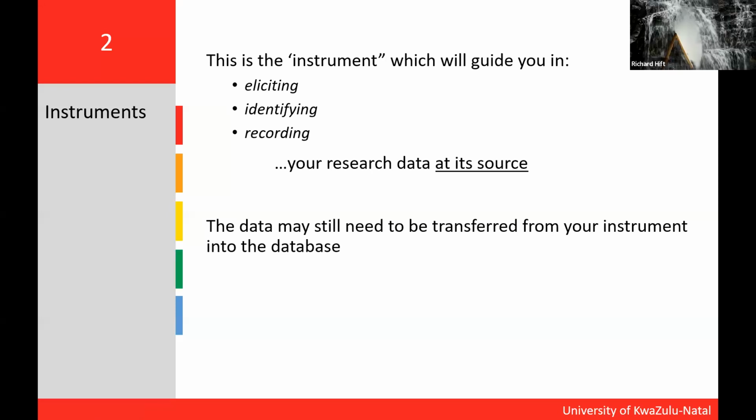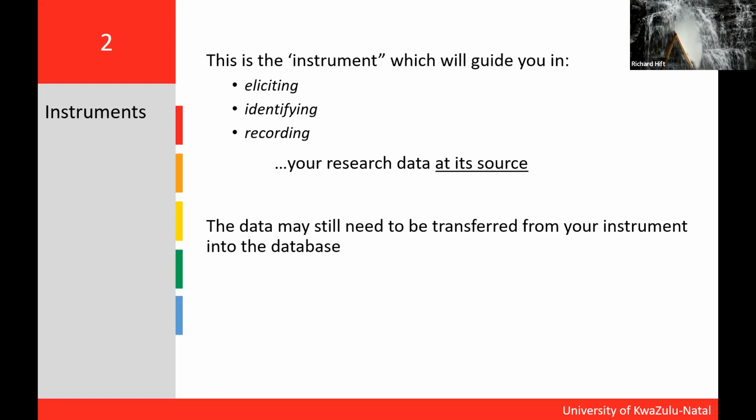So I had to explain what we were trying to talk about, and I couldn't think of a better word than instrument. The instrument will guide you in eliciting, identifying, and recording your research data at its source. So it's whatever you use to remove the information from its actual source, which might be writing down what a research subject tells you. It might be reading numbers off a machine. It might be all sorts of things. You've got the information on which you want to research, and then you need some sort of instrument whereby you gather it together, so that you end up with the information you want, that you can then subject to whatever analysis you intend to do.